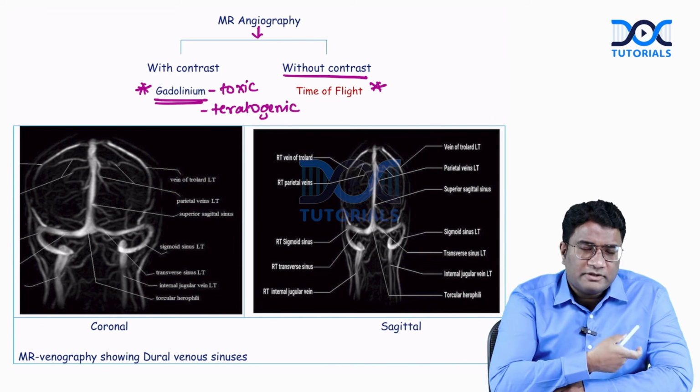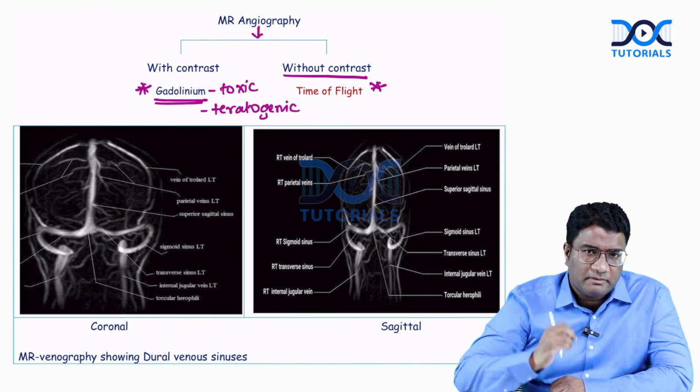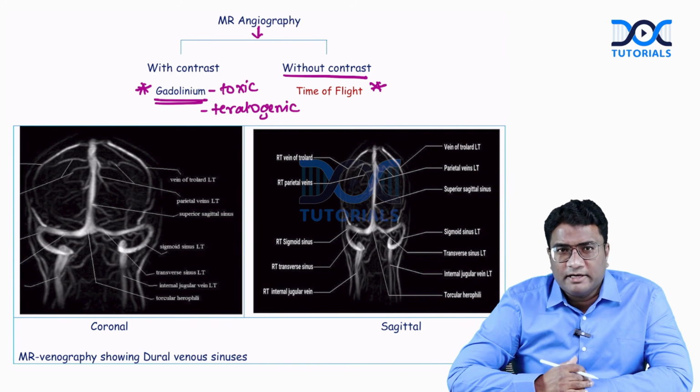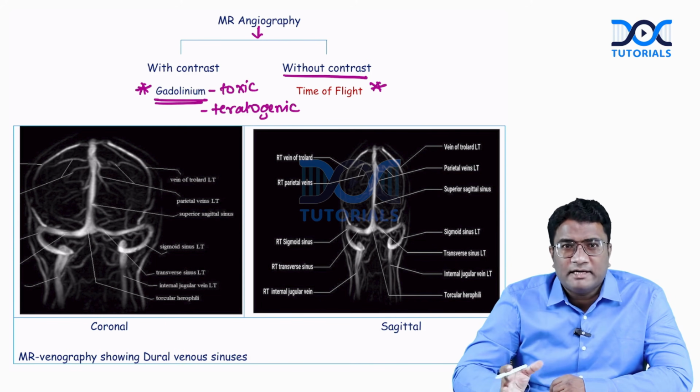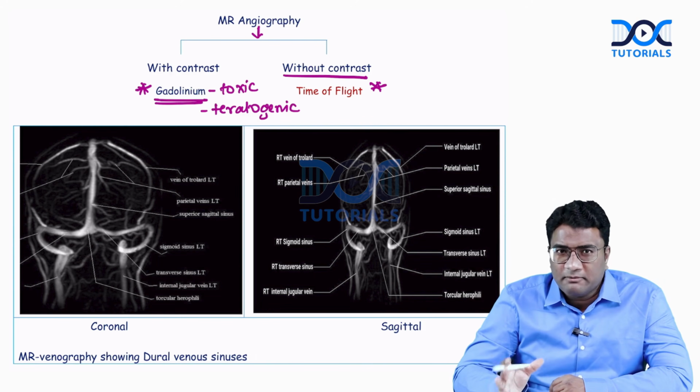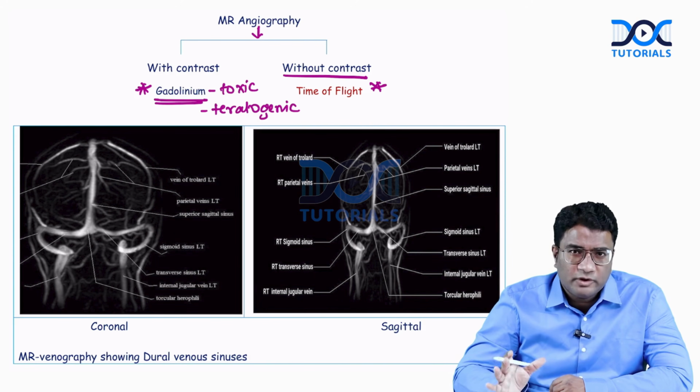Only the incoming H plus ion in that area are picked up and the vessels are imaged accordingly. So this technique, which looks at the incoming H plus ion into the area without having to give contrast from outside, is called the time of flight technique. So remember, time of flight technique is MR angiography without contrast.